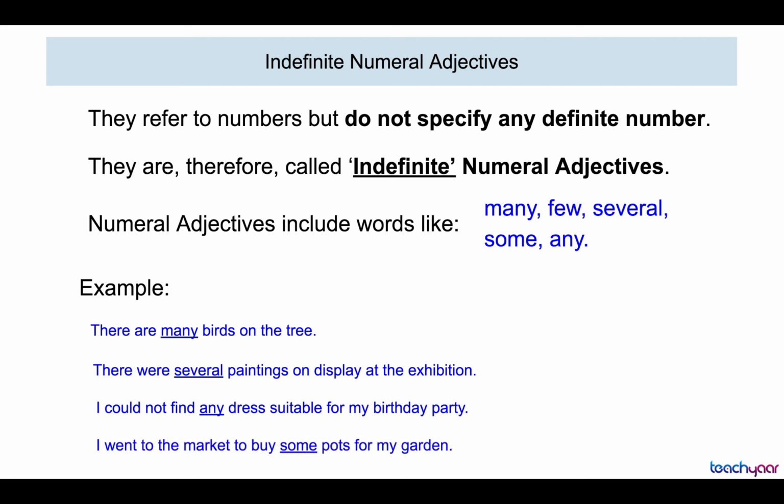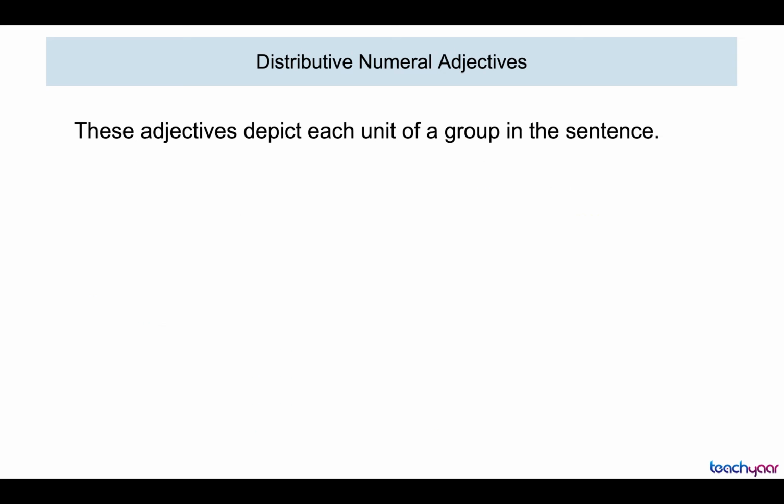I went to the market to buy some pots for my garden. How many pots? Some pots. So the noun is there, pots, which is countable, but the term that you have used is not definite, because it just says you went to the market to buy some pots. So some is again an indefinite numeral adjective. So many, few, several, some, any, these terms refer to numbers, but they do not specify any definite number. That is why they are called indefinite numeral adjectives.